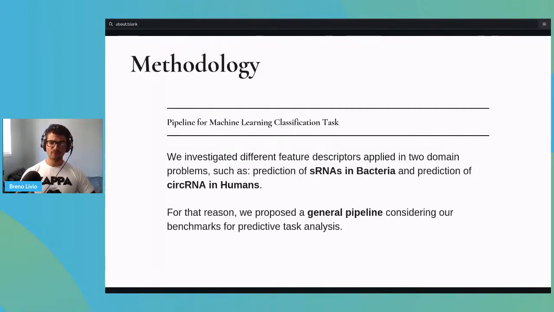As aforementioned, we investigated different feature descriptors and applied them in two domain problems: the prediction of sRNA in bacteria and the prediction of circRNA in humans. We propose a general pipeline considering our benchmarks for the predictive task analysis. Moreover, we evaluated a vector of hybrid features, the mathematical and the conventional, and different machine learning models behaving in distinct organisms, in this case, prokaryotes and eukaryotes.